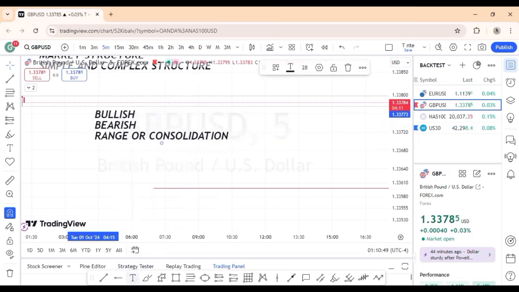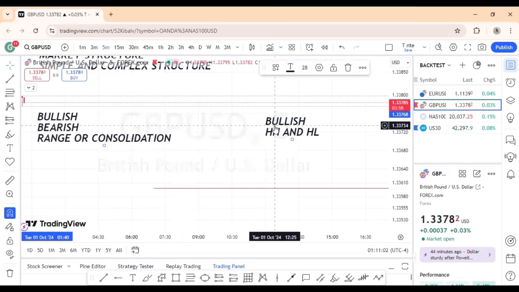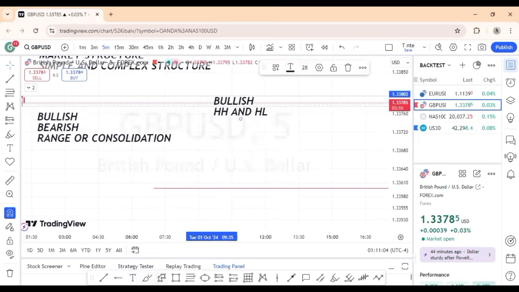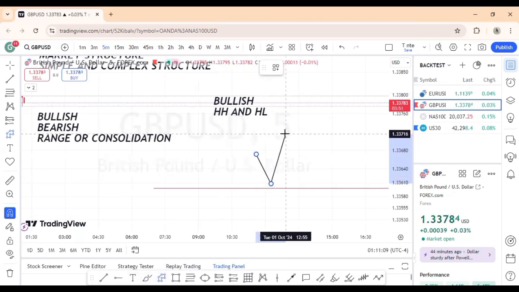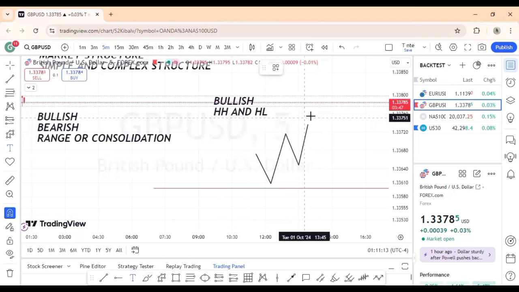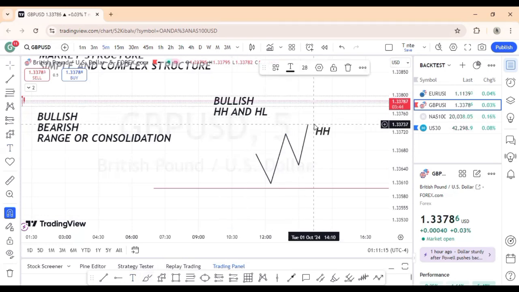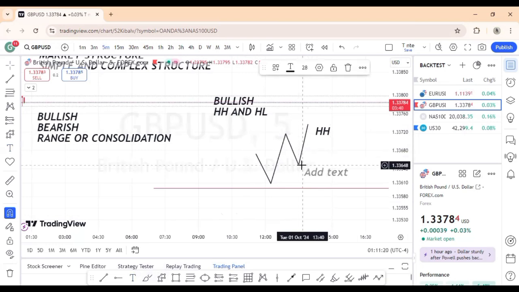A bullish market is characterized by what we call higher highs and higher lows. So this is what makes up a bullish market: a higher high and a higher low. Now, what do I mean by higher high and a higher low? If the market is bullish, we want to see price make a move that looks like this. We already know all this. You know that this is called a higher high, and this is what they call a higher low. The lows are called higher lows.